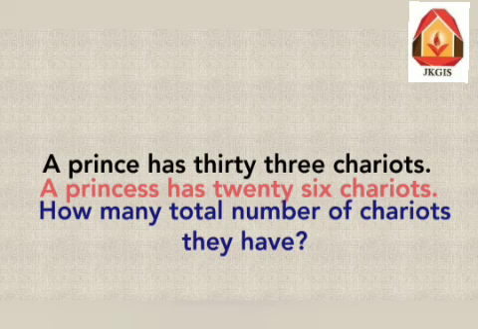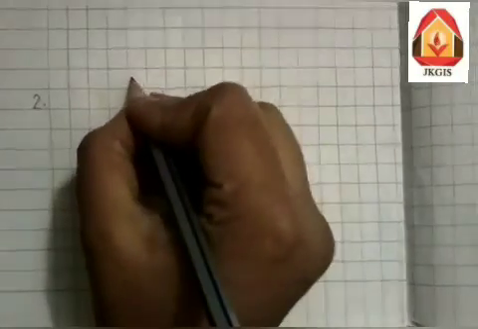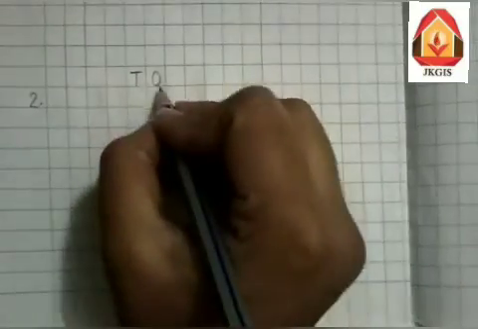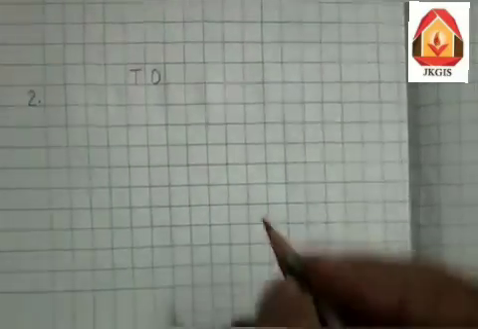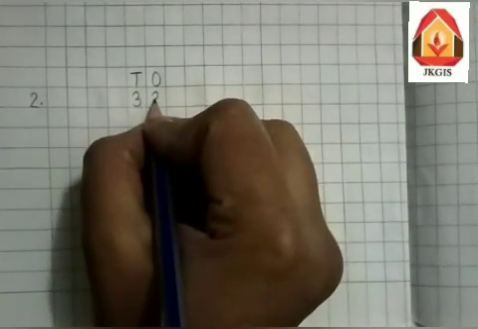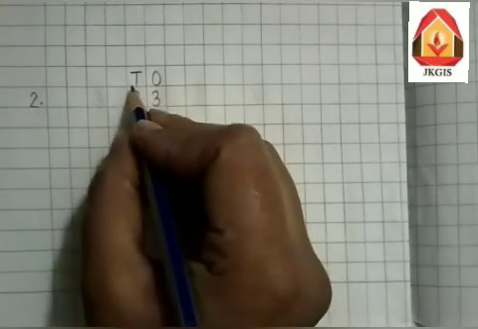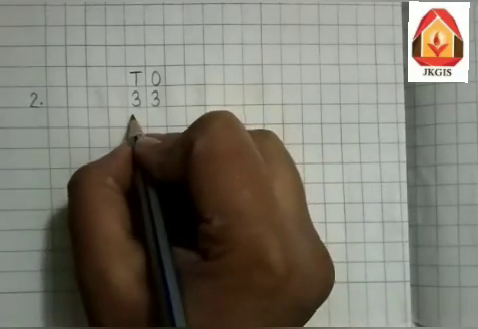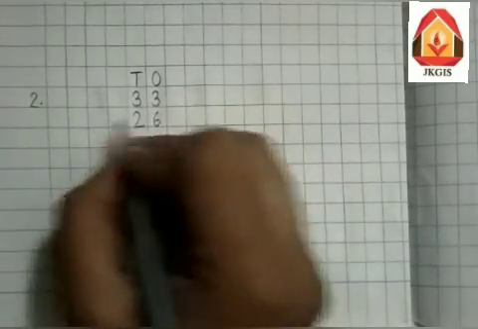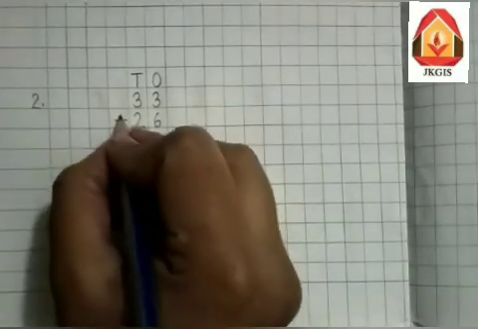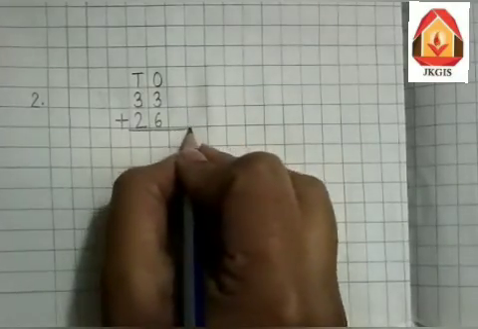Let us do it in vertical way. For solving this, first we will write tens and ones above the numbers. Let us write the first number. A prince has 33 chariots. So this way we will write 33, 3 tens and 3 ones. After that a princess has 26 chariots. 2 tens and 6 ones. And we will put the addition symbol here and a line.